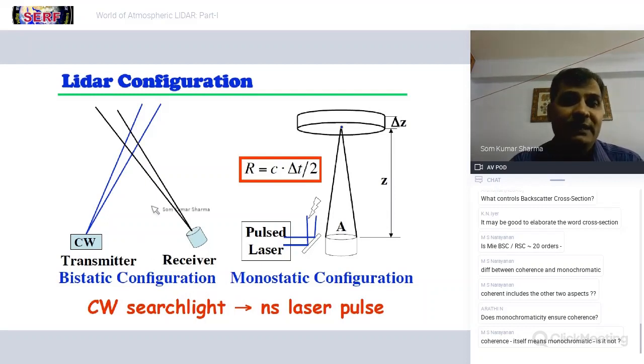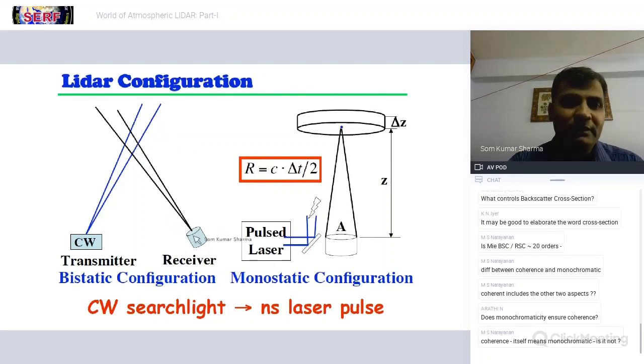Bistatic means the transmitter is located at one place and the receiver is located at another place. Usually the transmitter is a laser beam or searchlight, and the receivers are optics or telescopes. So the bistatic configuration is like this. The laser signal is transmitted here, and usually these are continuous wave lasers, searchlights, and then you have a telescope, and with the telescope you are probing this volume. If you tilt the telescope in one direction, you are probing only this volume. But what you want is the vertical distribution.